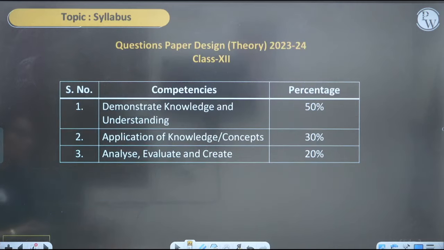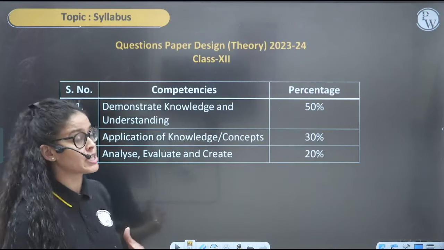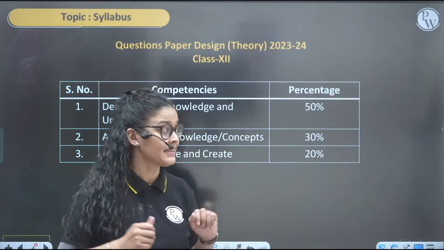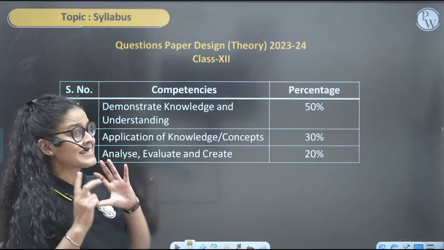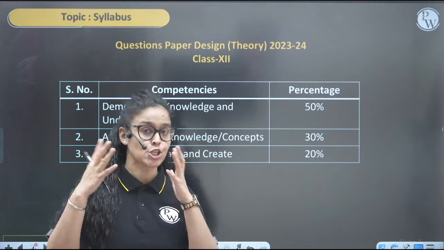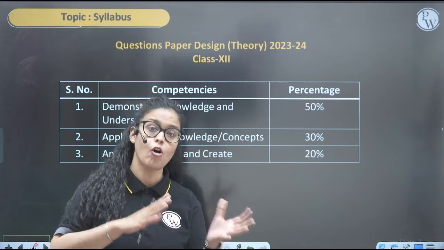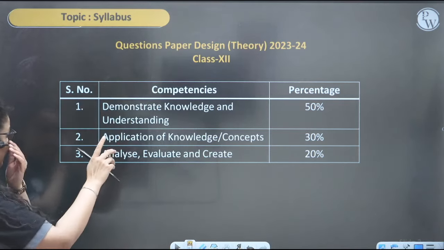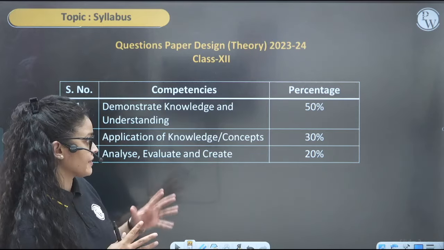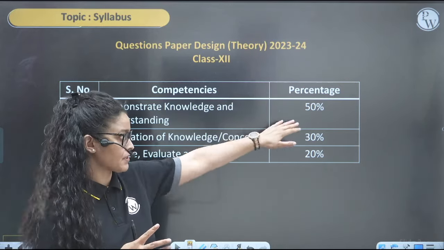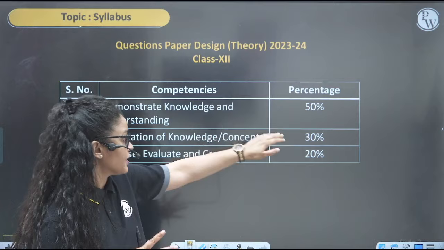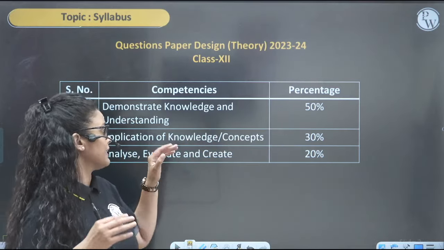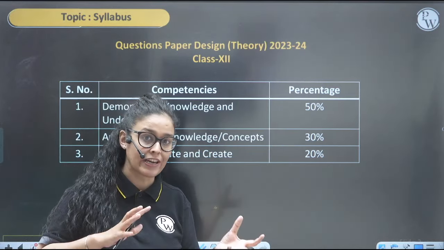So let me take you ahead to what kind of questions they are going to ask you tomorrow, right? If we see the analysis of the paper, on the basis of last year and the CBSE sample paper this year also, they have asked demonstrate knowledge and understanding type questions, with 50% weightage. 30% of questions they are asking from the application part, application of knowledge and concepts.